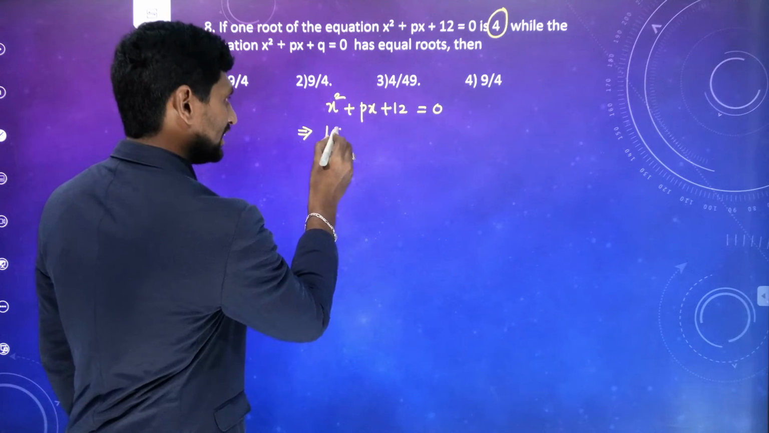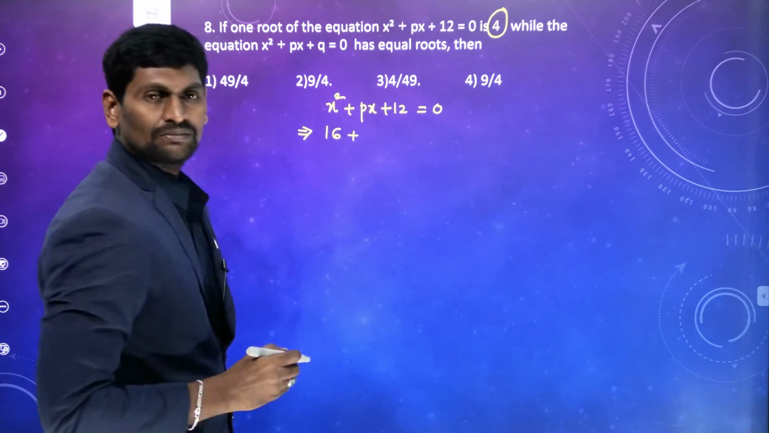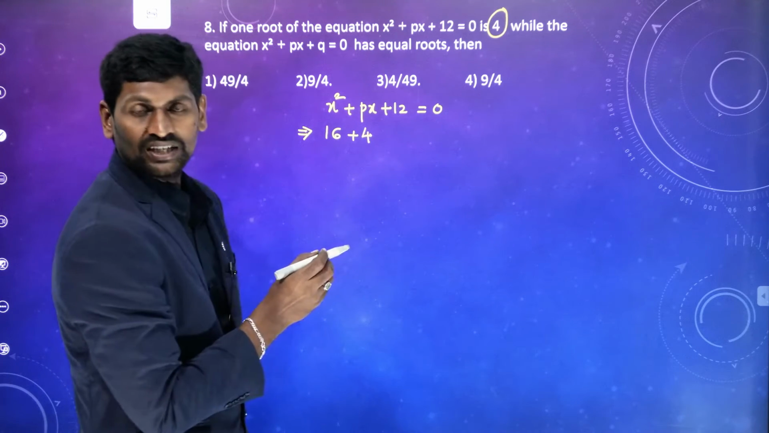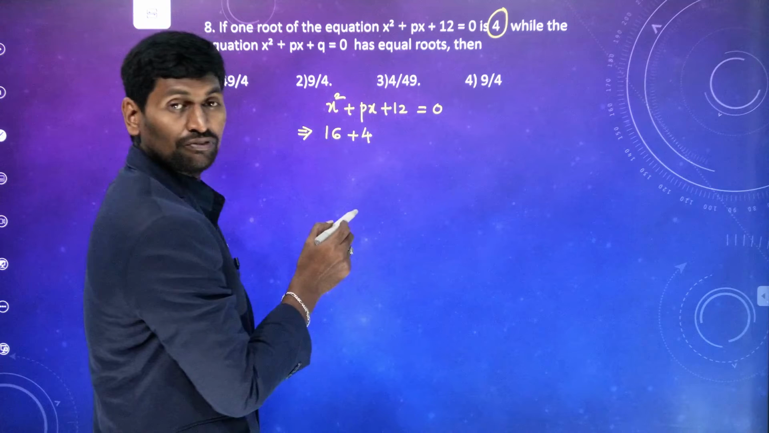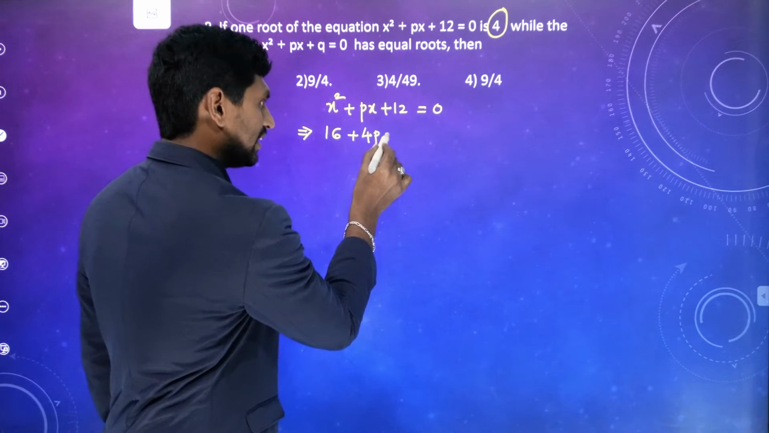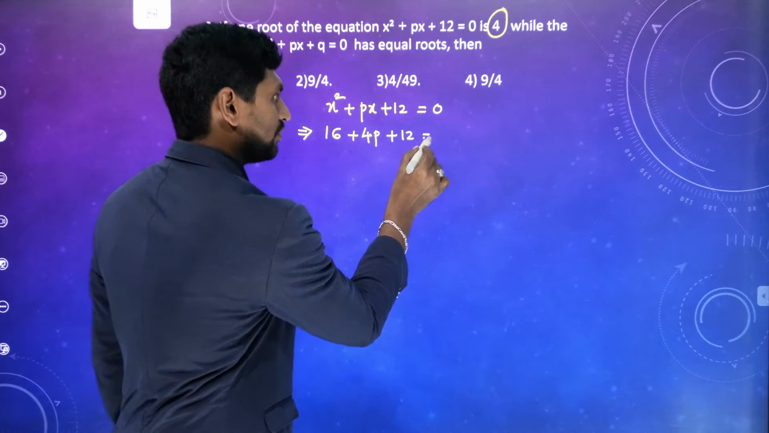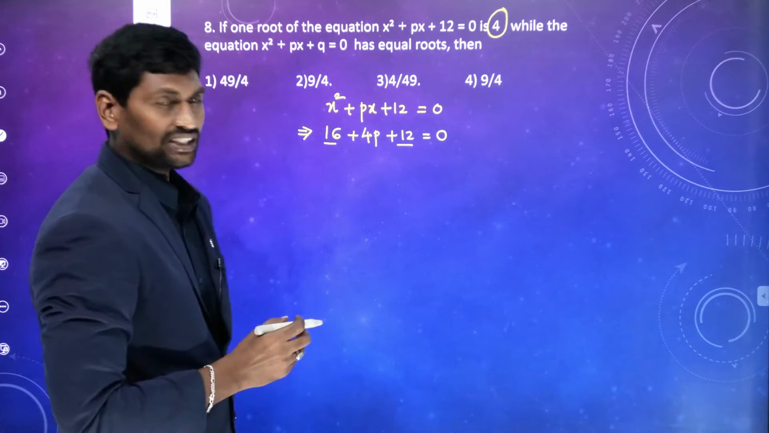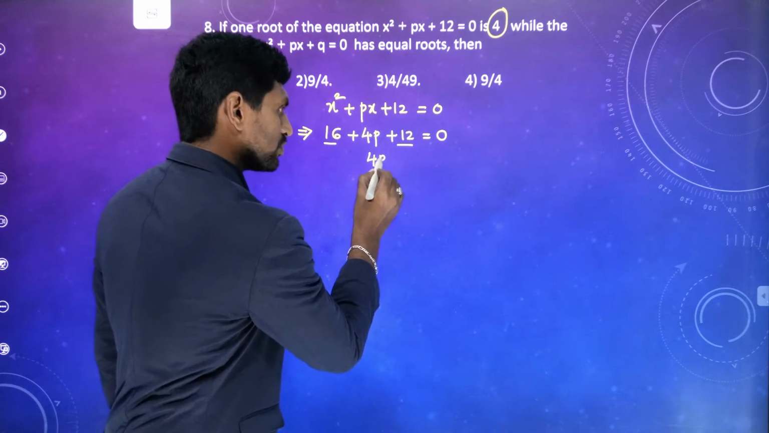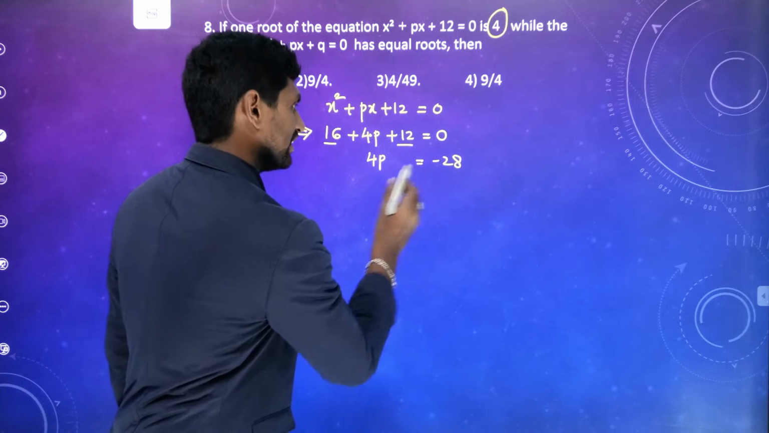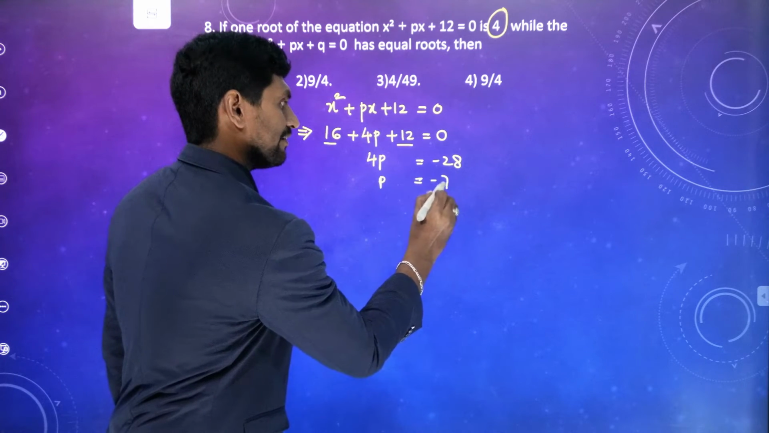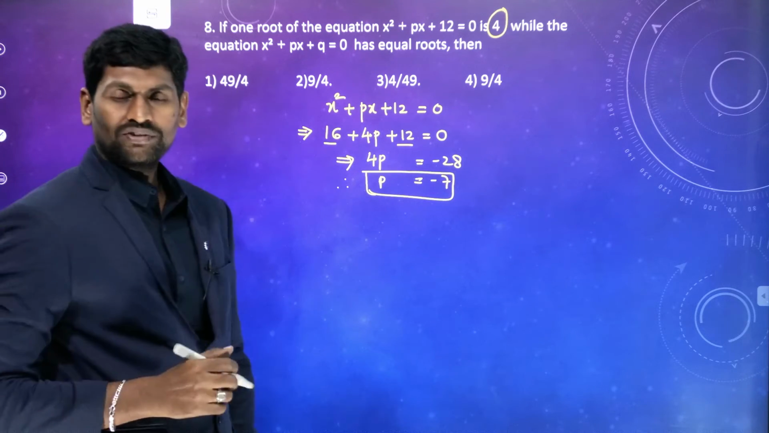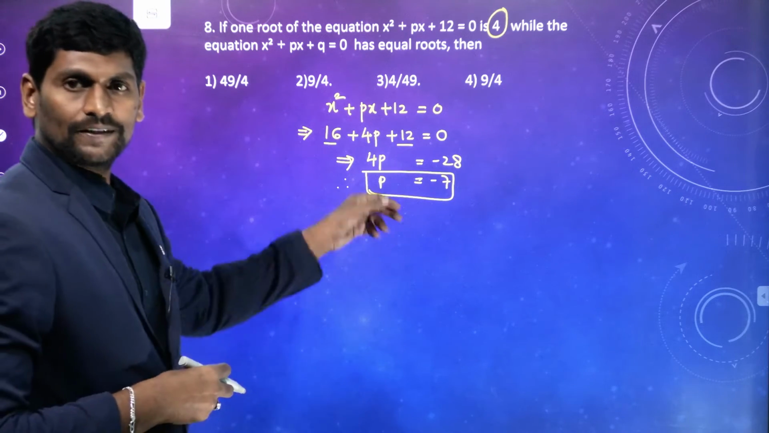4 square is 16 plus p into x. In the place of x we are writing 4. 4 into p, 4p plus 12 equal to 0. Now here see, 16 plus 12 is 28. So plus 28, I am transposing that side, becomes minus 28. Same way p value is minus 7 because 28 by 4 is minus 7. So from the first equation we found the value of p.